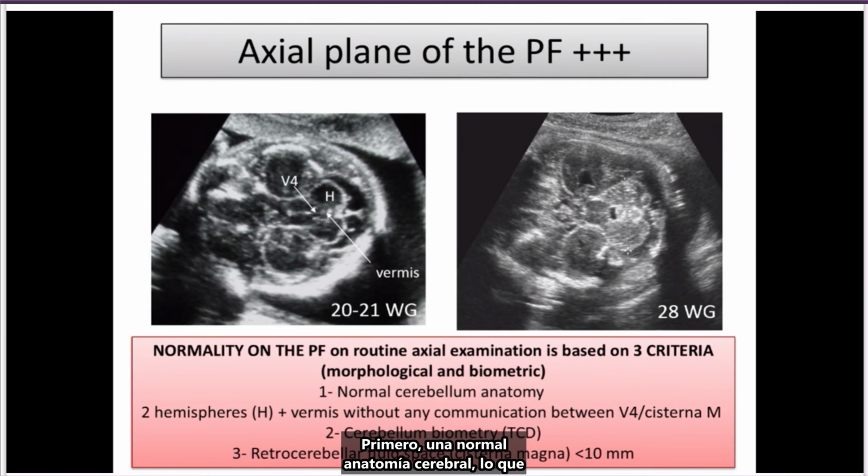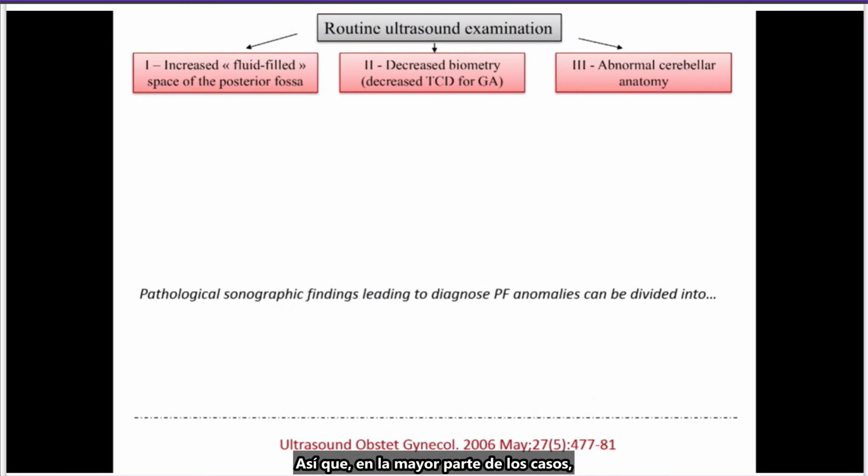First, a normal cerebral anatomy, which means that you can identify two hemispheres and one vermis, a complete vermis, without any communication between the fourth ventricle and the cisterna magna. This is a morphological criterion. And there are two biometric criteria. The cerebellum biometry, the TCD, should be consistent with the gestational age, and the retrocerebellar fluid space should be inferior to 10 millimeters.